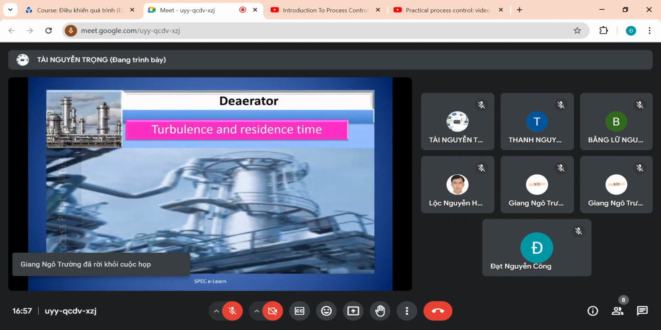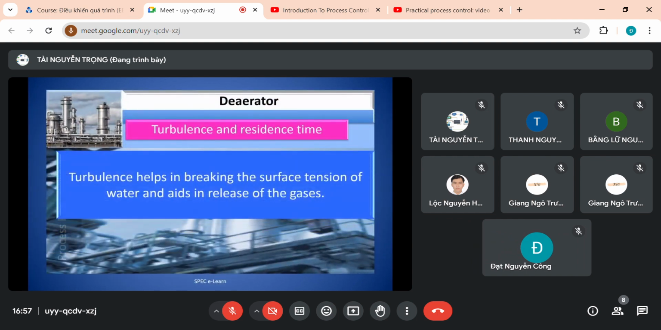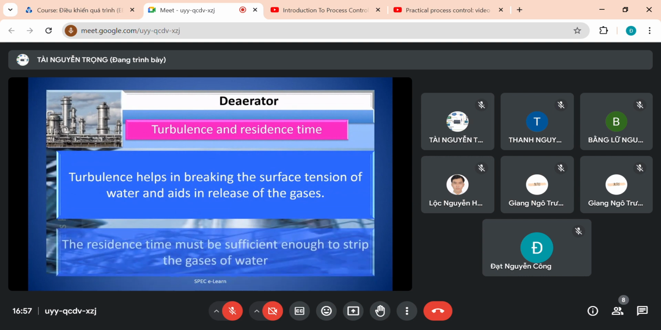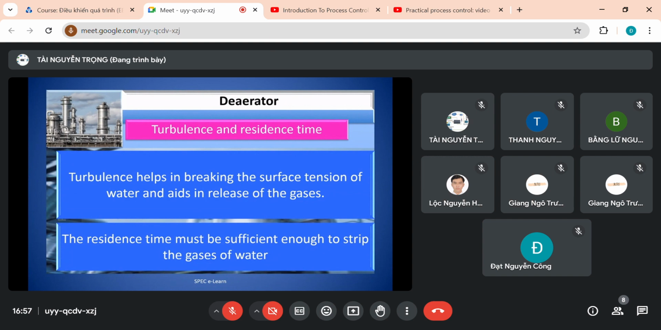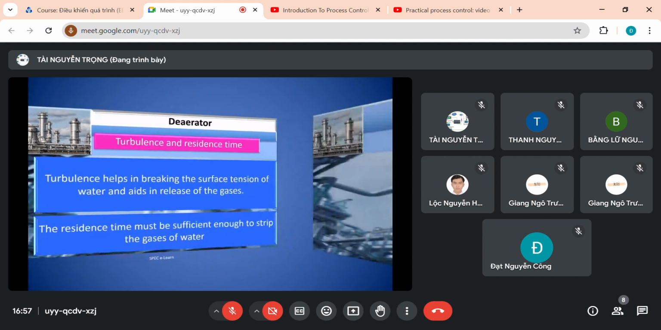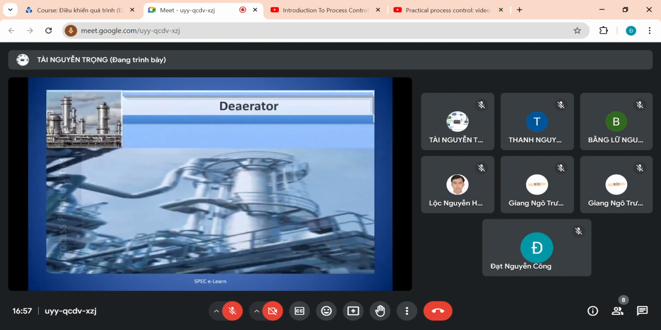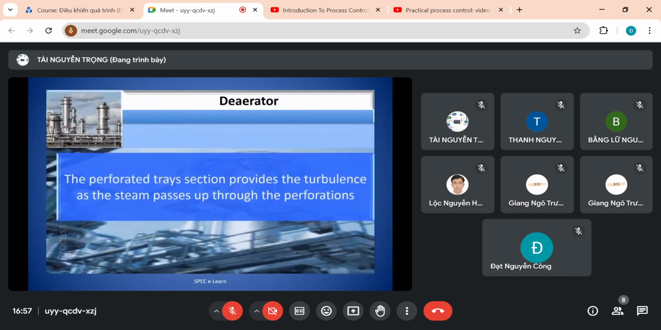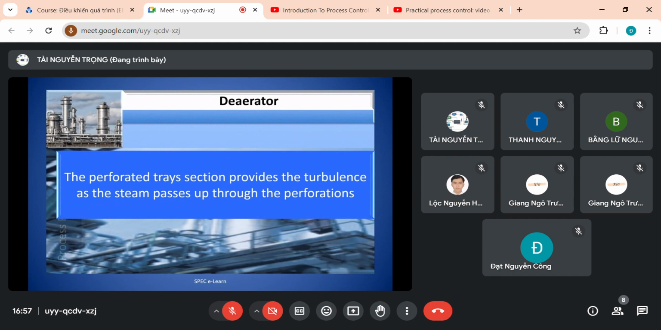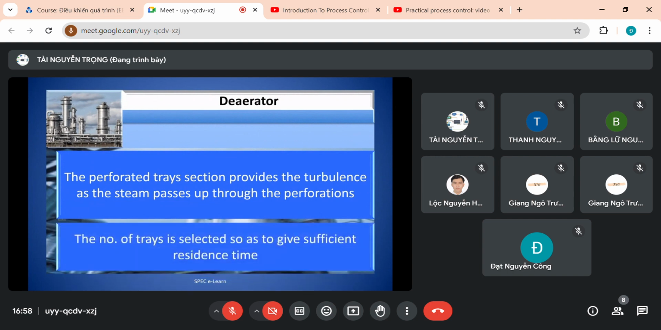Turbulence and residence time. Turbulence helps in breaking the surface tension of water and aids in release of the gases. The residence time must be sufficient enough to shift the gases out of the water. Perforated tray section provides turbulence as the steam passes up through the perforations. The number of trays is selected so as to give sufficient residence time.